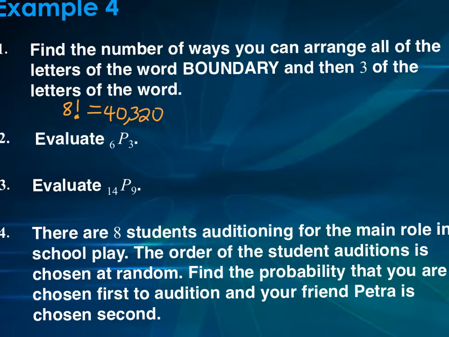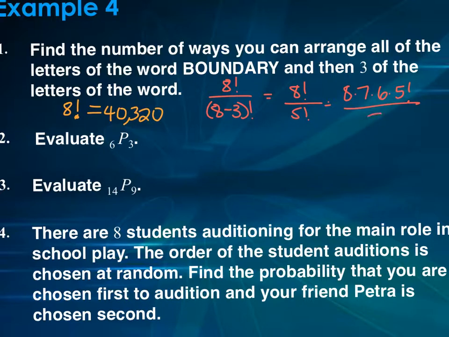Second part. All right, so then it says, then 3 of the letters of the word picked at random, or in a different order. How many different orders? Okay, so this time we're pulling out the 3, right? So now we're introducing an r. So this would be 8 factorial over 8 minus 3 factorial. 8 factorial over 5 factorial. And this goes 8, 7, 6, 5 factorial over 5 factorial. Cancels, and then I would do this. 8 times 7, 56. Times 6, well, I'm just going to use my calculator. 336.